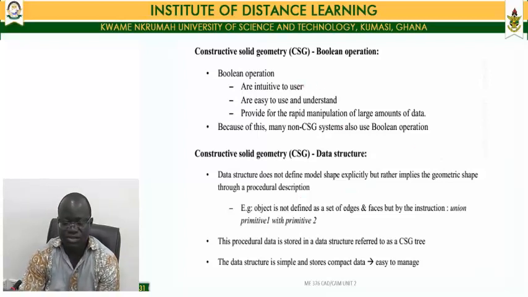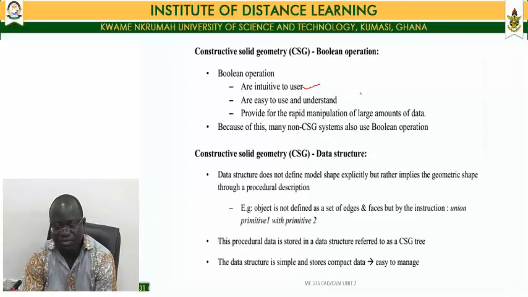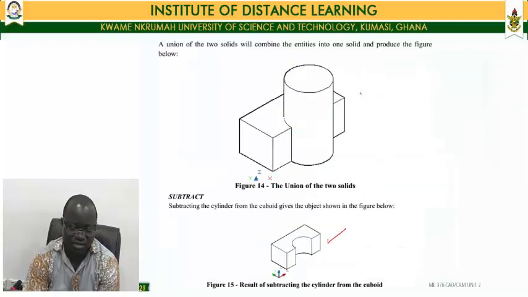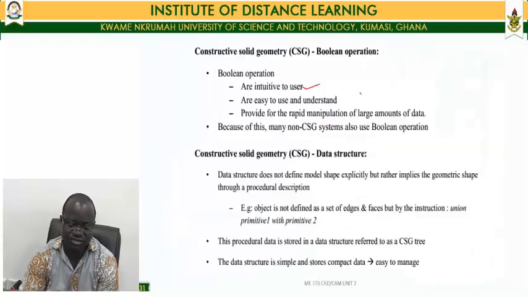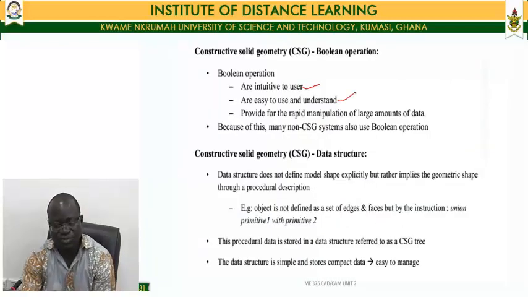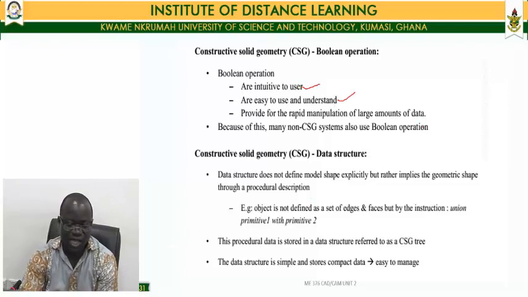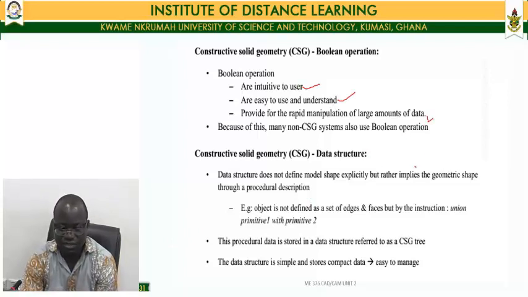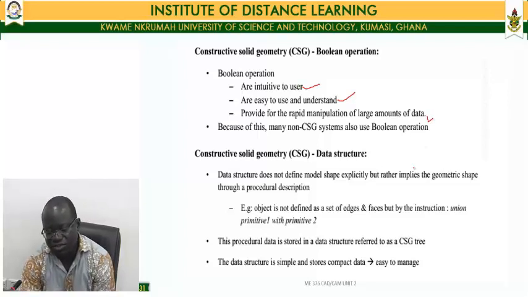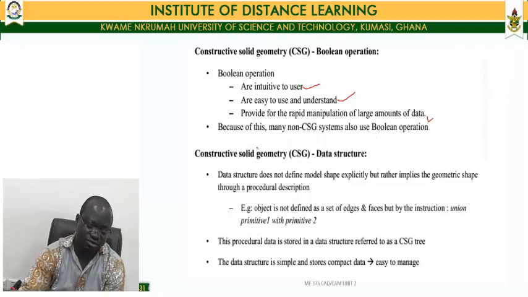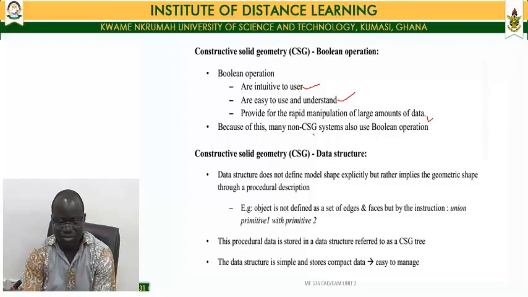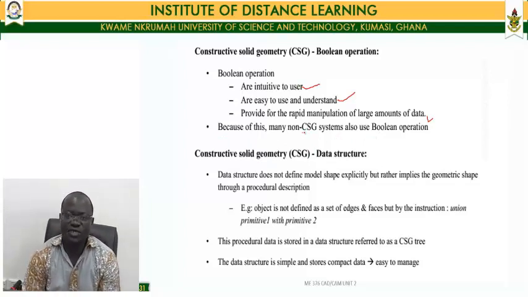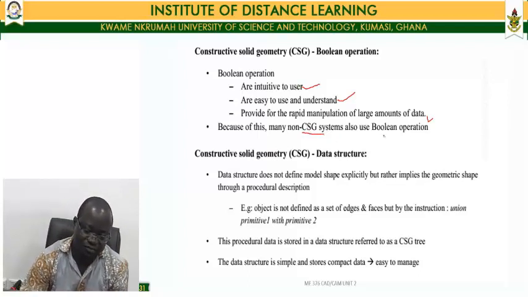It gives us a rapid manipulation of large amount of data. We can actually do a lot of these techniques to generate very complex shapes, depending on what we take away and what we add. Now, because of this, even many non-solid constructive solid geometry systems also use Boolean operations. So it's not only in constructive solid geometry that they use the Boolean operations, being union, subtraction, intersection. It is a very powerful modeling technique.